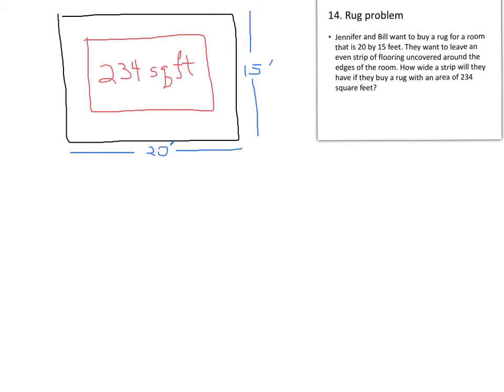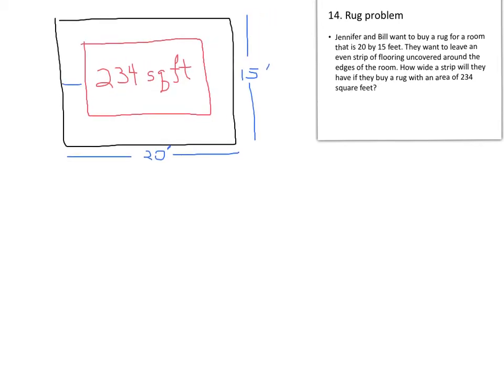So here's a diagram, a picture of the room. The room is 20 by 15, and the carpet, the rug, is 234 square feet. And what we want to find is the distance here between the rug and the wall. And we'll call that distance W. So what can we observe about this picture? We know that the area of the rug is 234 square feet, and we want to find the width, but we don't know what the length or the width of the rug are, and we do know the length and width of the room.